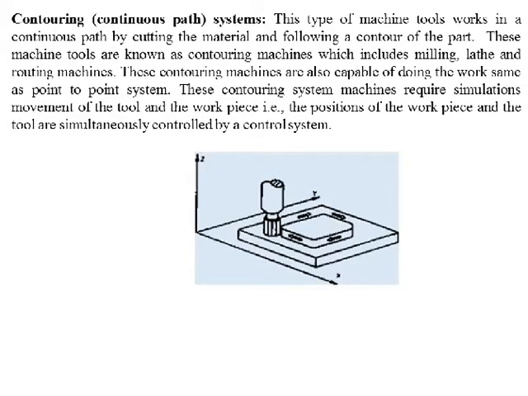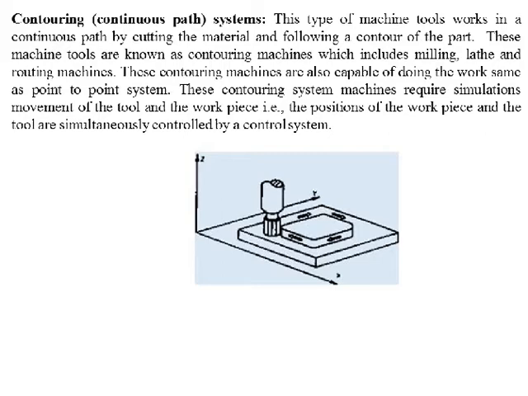The second type of classification is known as contouring system or continuous path. So, as we discussed for point to point, in contrast to the point to point we have continuous path system. This type of machine tool works in a continuous path. That means the tool will be moving continuously by cutting the material and will follow a contour of the part. So whatever contour is programmed, according to that contour the tool will be moving.